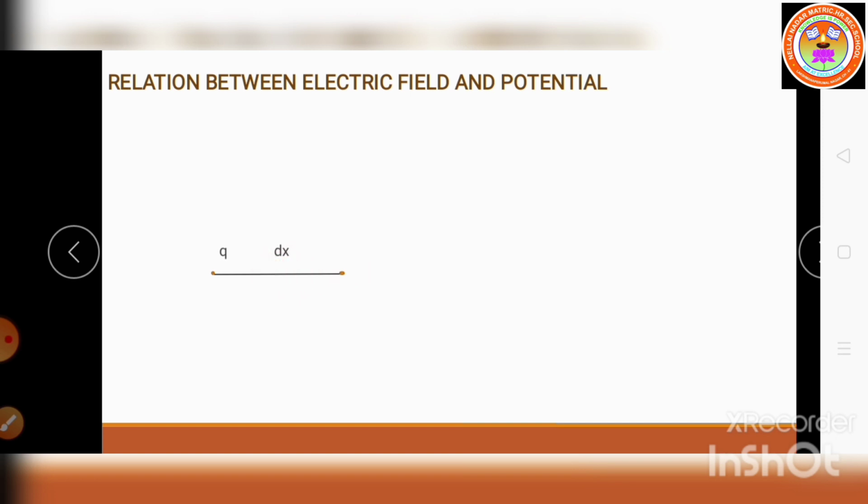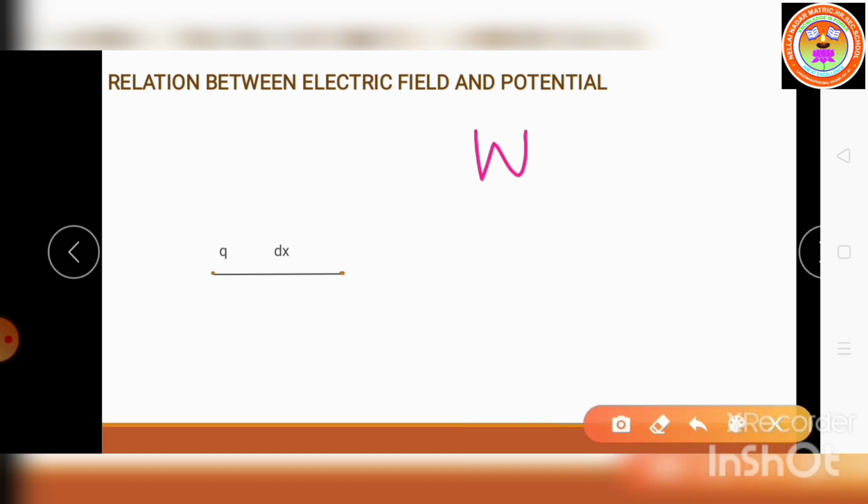Listen children, here the charge is positive, and I am moving the unit charge by a distance dx. Positive and positive, so there is repulsion. If I want to move this positive charge by a distance dx, I need to do some work. We know that work done is equal to force into displacement, here a displacement of dx.